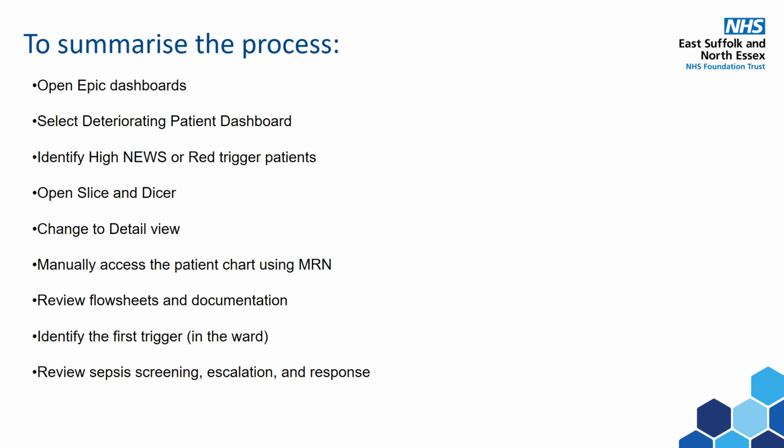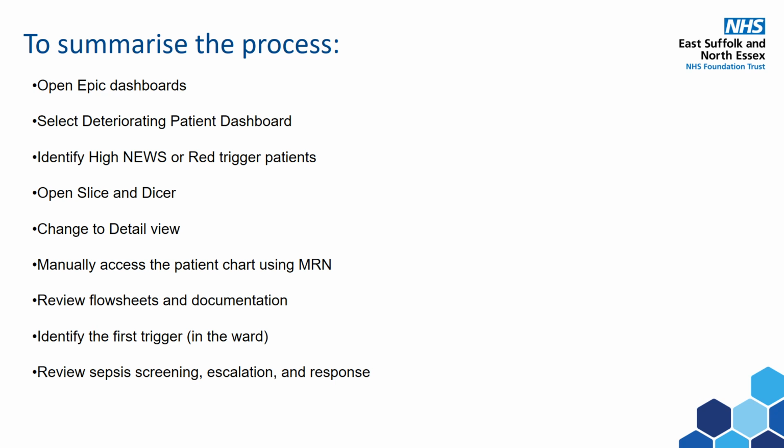Once a patient is identified, open the Slice and Dicer. Within the Slice and Dicer, change the view to Detail View. This allows more specific patient level information to be displayed rather than the summary review. Then manually access the patient chart using the MRN. When the chart opens, review the flow sheets and clinical documentation to understand the patient's observation and timeline of deterioration.